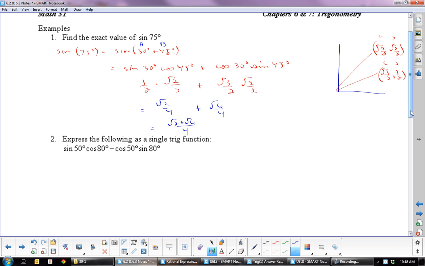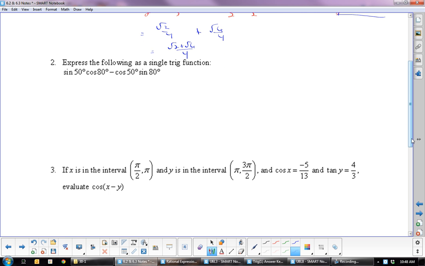They have a common denominator, so you can just add the numerators together and put it over 4. You can't simplify root 2, you can't simplify root 6, and you cannot add that to be root 8. When you add or subtract radicals, they have to be identical underneath the index to be able to be added together.